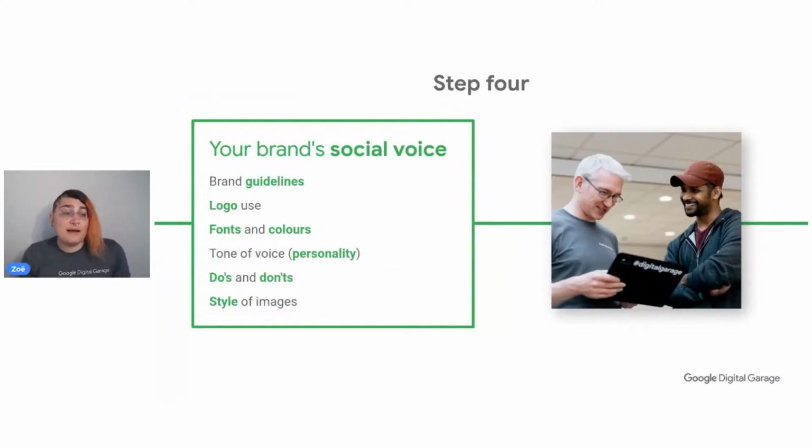So step 4, hopefully by now you've worked out which social network you want to be on. You've got your audience, you've got your brand goal. We can look at your social voice. And this is basically the language that you speak with when you're on social media. How are you going to sound? What tone of voice are you going to use? And also visual things. When are you going to use your logo? What colors are you going to use?